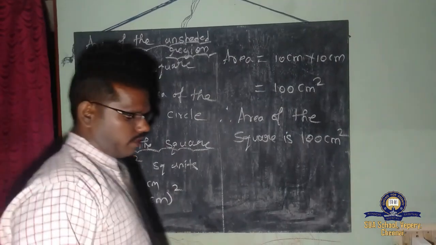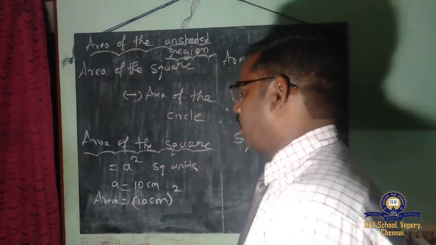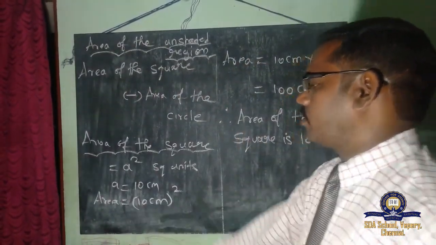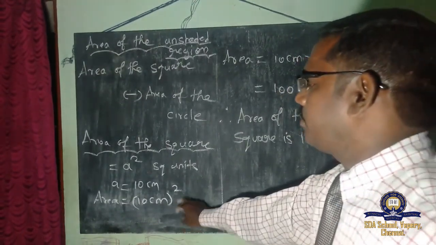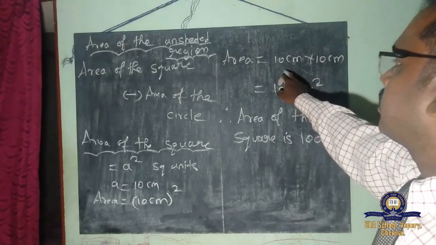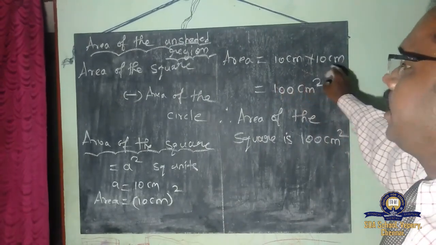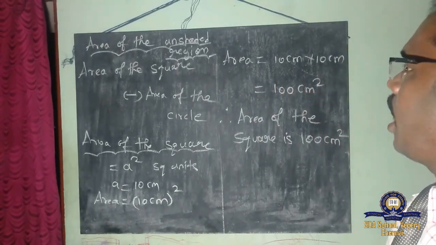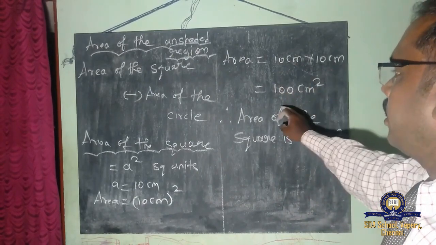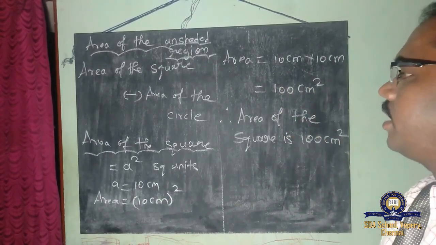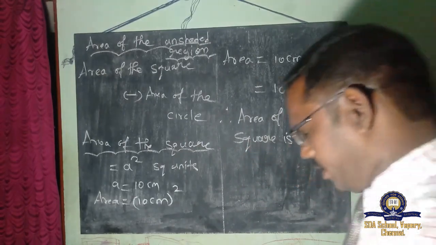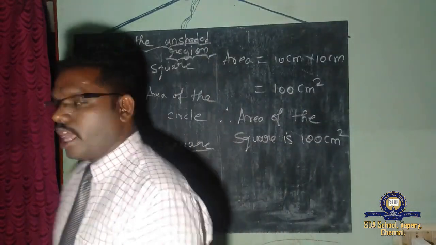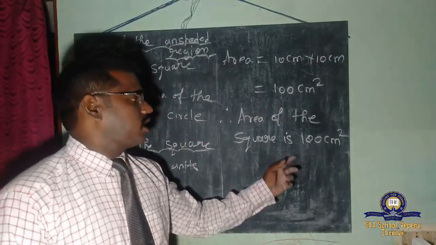Let us pursue the problem from the last step. The last step is area is equal to 10 centimeter the whole square. So whole square means I have to write twice, 10 centimeter into 10 centimeter, isn't it? Now 10 tens are 100 centimeter the whole square. So now we found that the area of the square is 100 centimeter square.